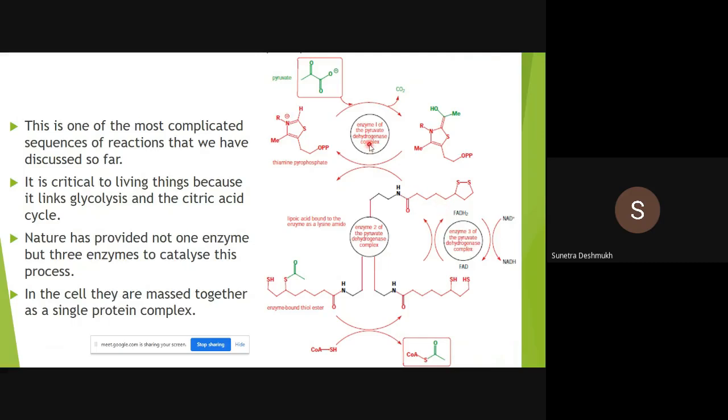Okay, so pay attention to enzyme first, enzyme second, enzyme third. For enzyme first, the pyruvate dehydrogenase complex is used. For enzyme second, the dihydrolipoyl transacetylase complex is used. The third one is catalyzed by FAD, FADH2. So different things are involved. That FAD is generated from the NAD.